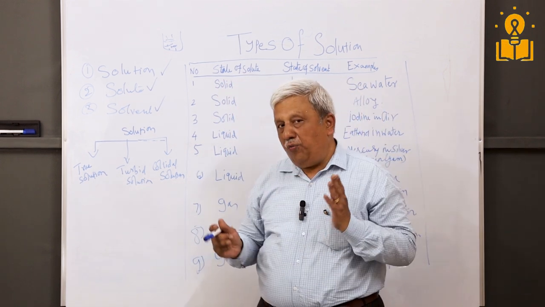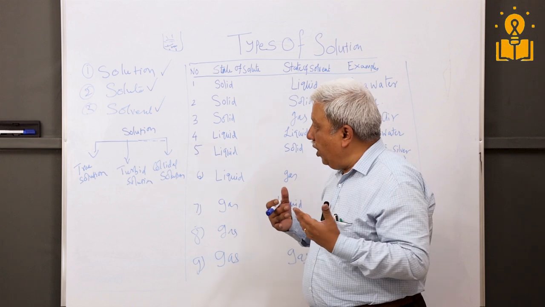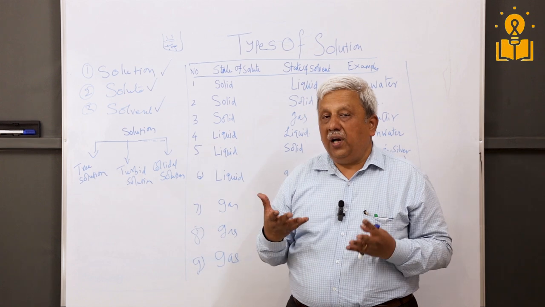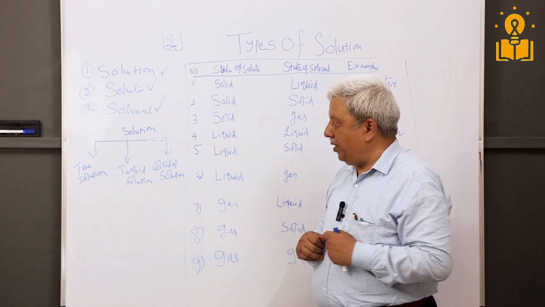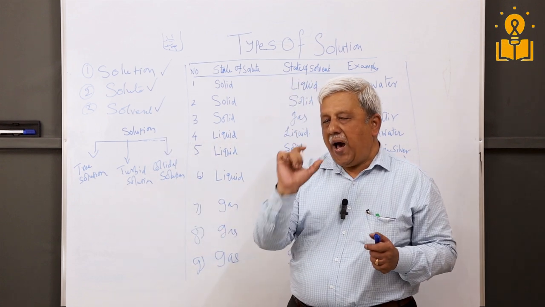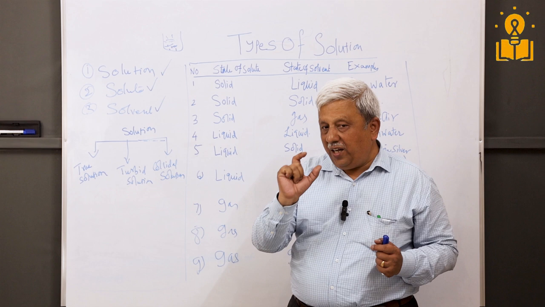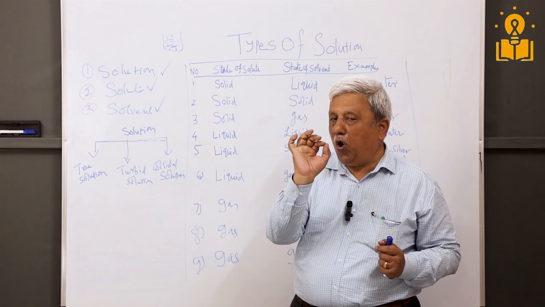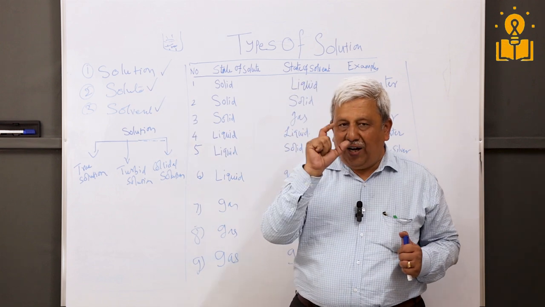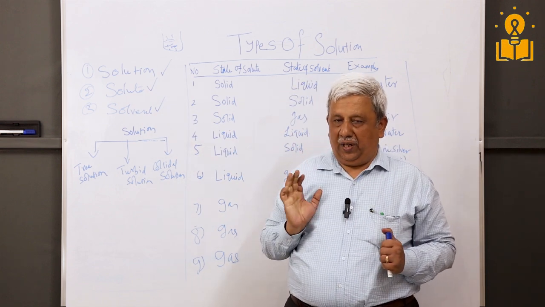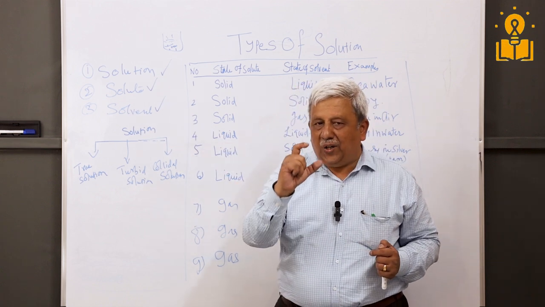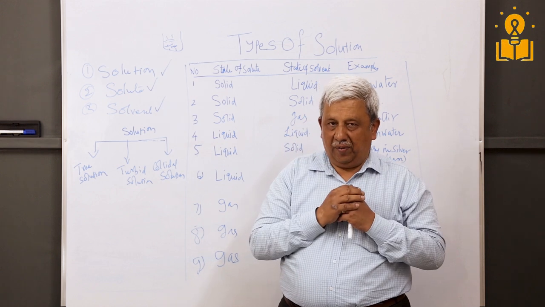Right now, while we define the solutions and types of solution, we use the words solute and solvent many times, but let us know what is solute and what is solvent. Basically, solute is that part of the solution which is in a small quantity. And solvent is that part of the solution which is in excess quantity.